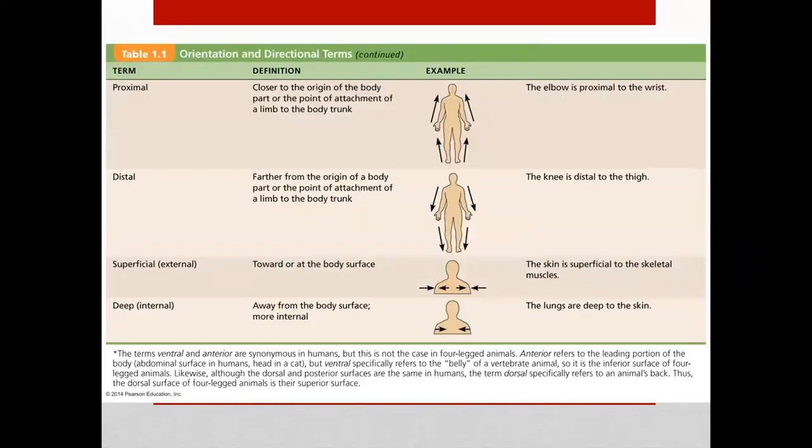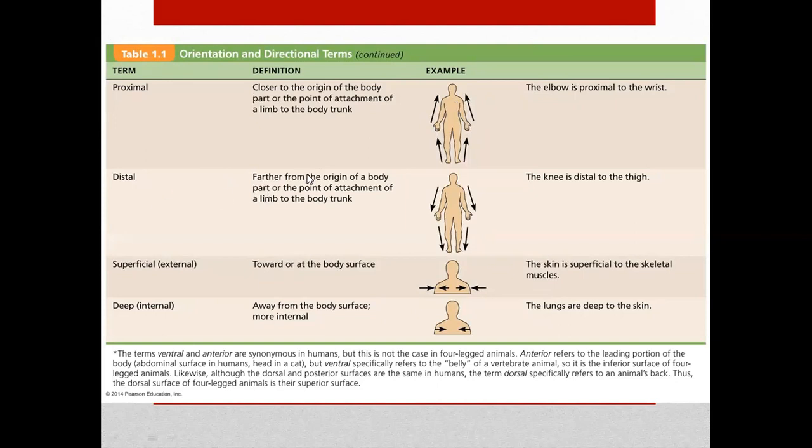Okay, so proximal. Proximal is closer to the origin of the body part or the point of attachment of a limb to the body trunk. For example, the elbow is proximal to the wrist. So this is your elbow. It is proximal to the wrist. Your elbow is closer to the body as compared to the wrist. So we will say the elbow is proximal to the wrist.